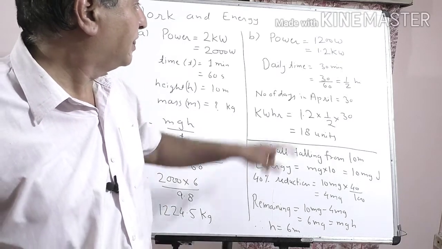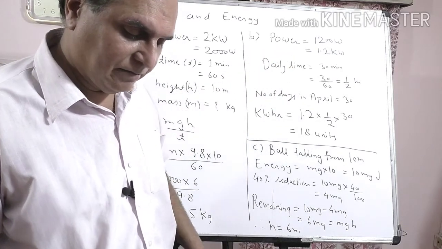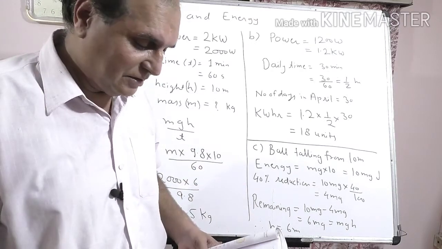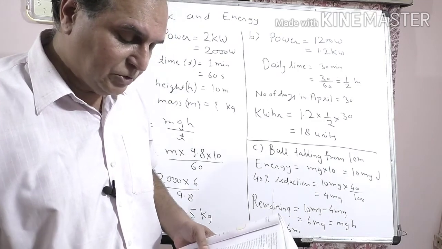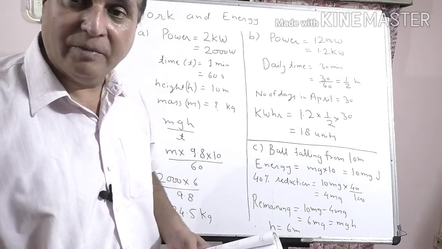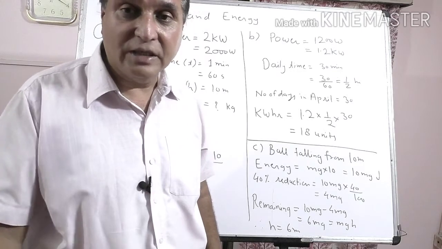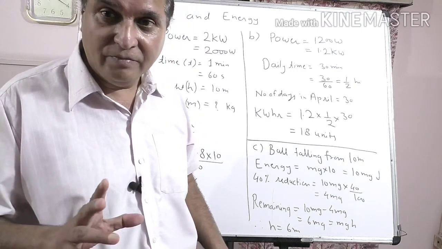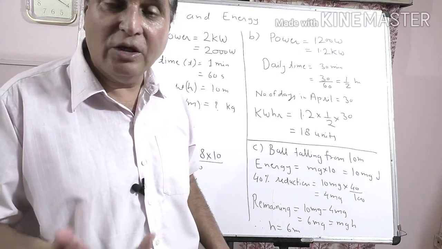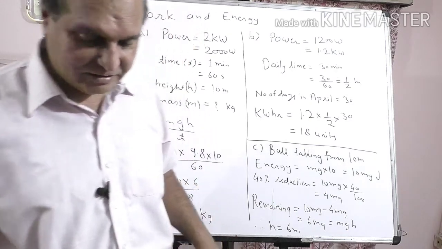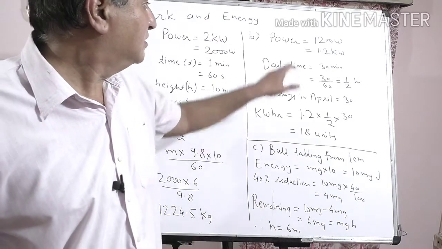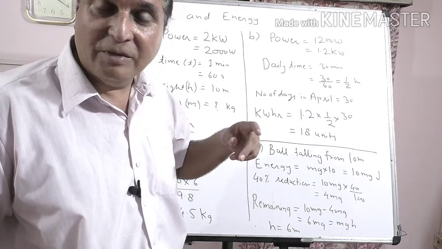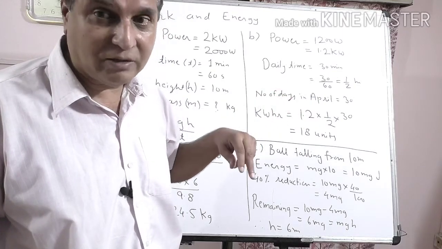B. Question. If a 1200 watt electric iron, cloth pressing, is used daily for 30 minutes. Every day you are using for 30 minutes. But this is an electrical sum, so we need to convert into kilowatt hour, the commercial unit. So power 1200 watt we have to convert to 1.2 kilowatt, because the commercial unit of electricity is kilowatt hour.